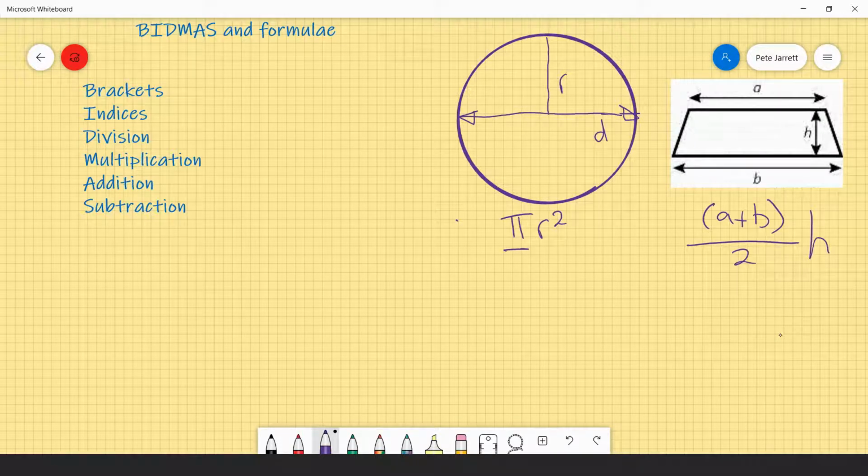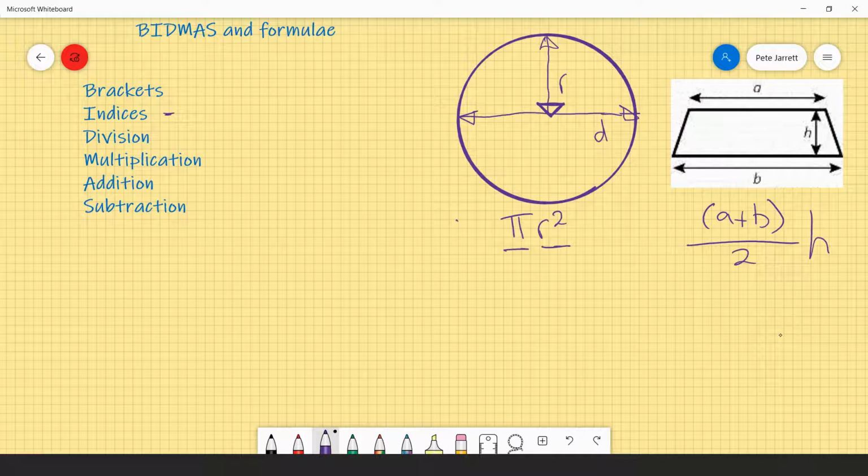The r stands for radius. If you remember, the radius is the distance from the center of the circle to the outside of the circle. It's different to the diameter, which is the distance right across the circle. The distance from the middle to the outside of the circle is called the radius. So you'll see that we've got this r squared. The r squared means we're dealing with an indices, so we have to deal with that first.